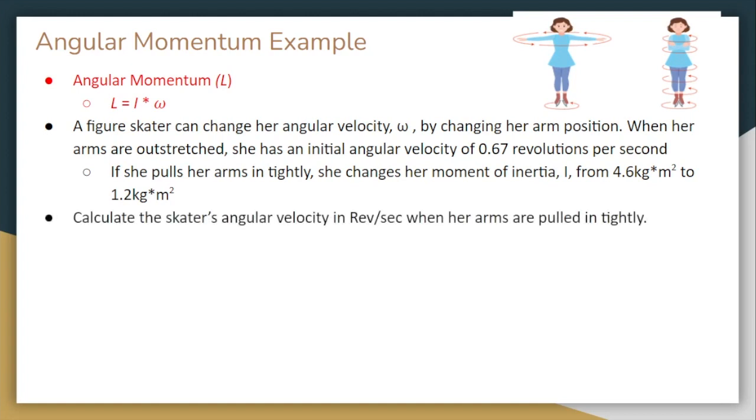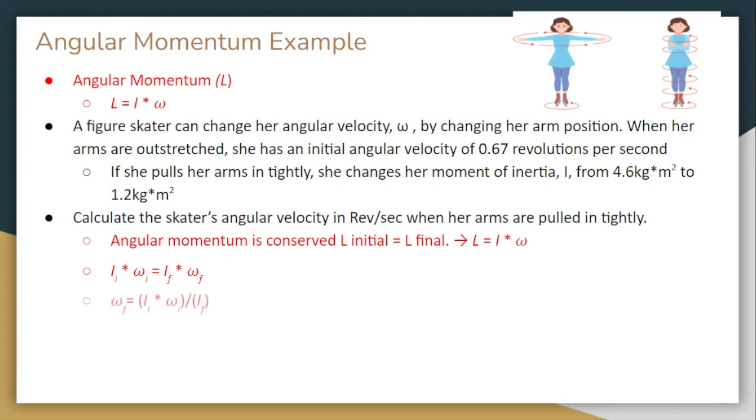We want to calculate the skater's angular velocity in revolutions per second when her arms are pulled in tightly. So like we just said, her moment of inertia has gotten smaller, so we would expect our revolutions per second to increase when she pulls her arms in tightly. First thing we're going to need to do is remember that angular momentum is conserved. Therefore, the initial angular momentum should equal the final angular momentum. So we can set the initial equal to the final, and then we can go ahead and solve for our angular velocity final.